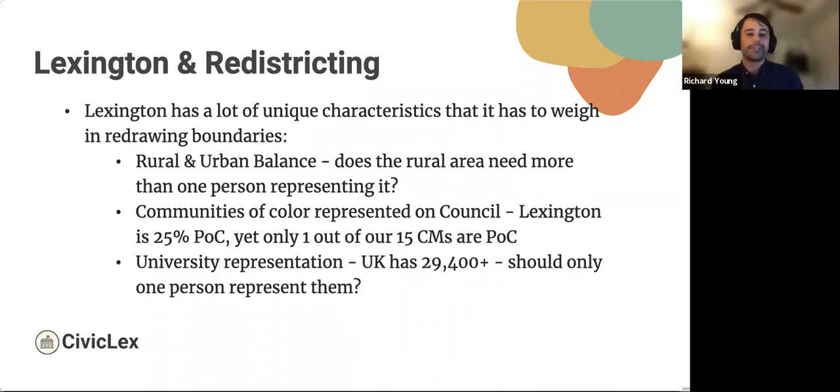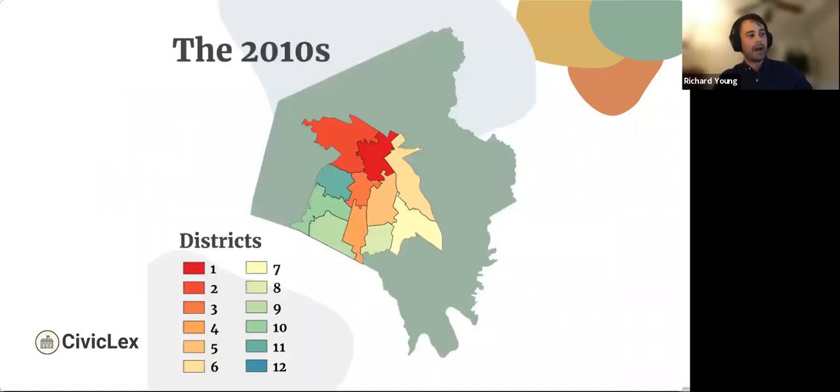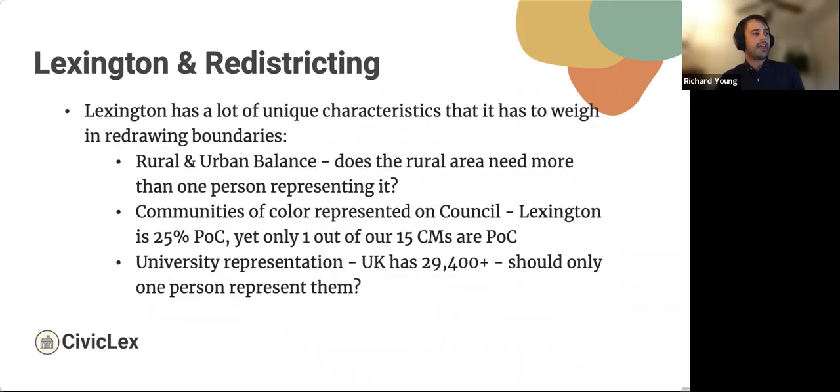So Lexington has a lot of unique characteristics that it has to weigh in redrawing boundaries. And there are three that kind of rise to the top if you talk with folks inside city government or anyone that's really concerned and interested in this process. The first one is rural and urban balance. As you all know, the USB was alluded to in the chat, but Lexington was the first city in the country to establish an urban services boundary to restrict growth out into the agrarian land. And so right now, District 12, which is the most rural district in the city and represents the giant green boundary that sort of goes around everything there, you'll notice that for the majority of the rural land, there's only one person representing it. And there are different perspectives on that.